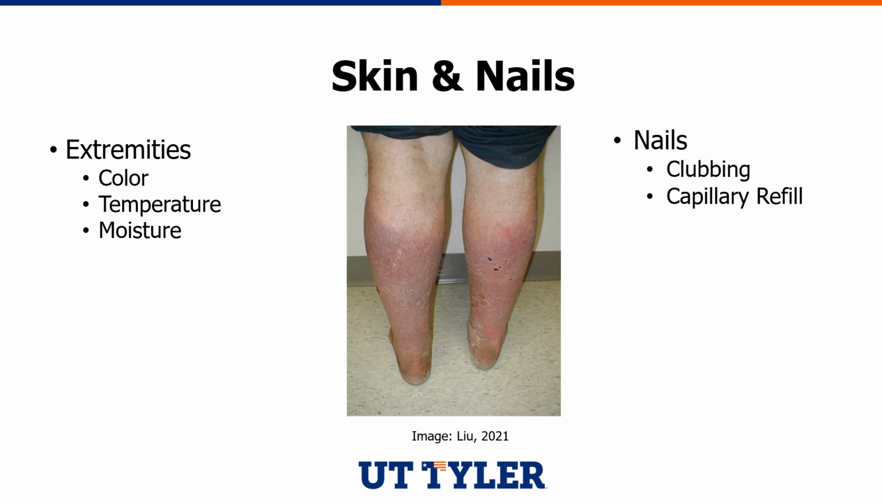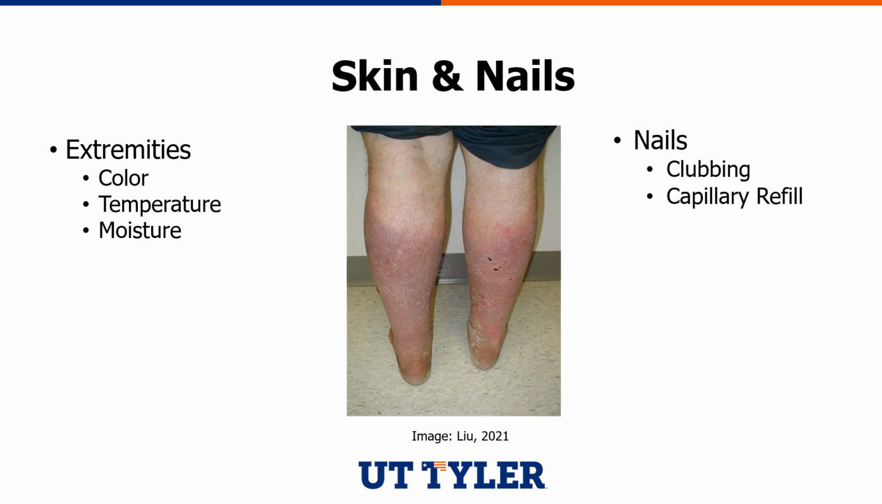So for example, when you look at this patient's legs, you would notice that their skin below the knees is dark pink or purple. It's dry, flaky, and they have some wounds. And what's that going to tell you about this patient? That's going to tell you that this patient has chronic venous insufficiency. So you can tell a lot by looking at the patient's skin.